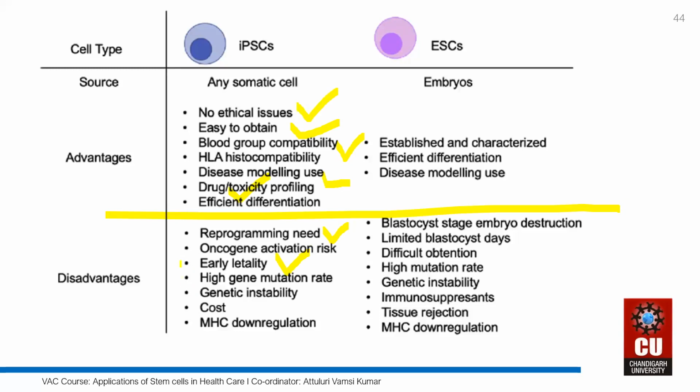Early lethality. These cells will age quickly. These cells will become old very quickly. That is early lethality. There is a high mutation rate. There is genetic instability. The cost is very high, and MHC downregulation can happen. MHC downregulation means autoimmune disorders might happen to these patients. So yes, induced pluripotent stem cells still have limitations. They have their own weak spot. Their weak spot is their age.